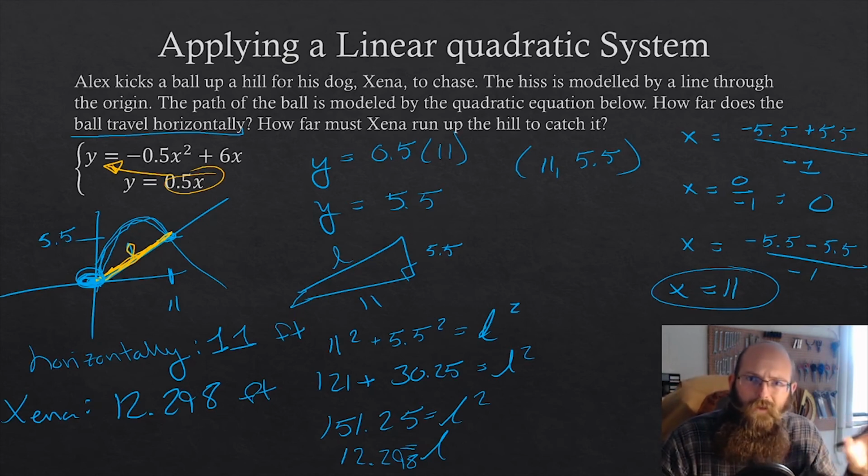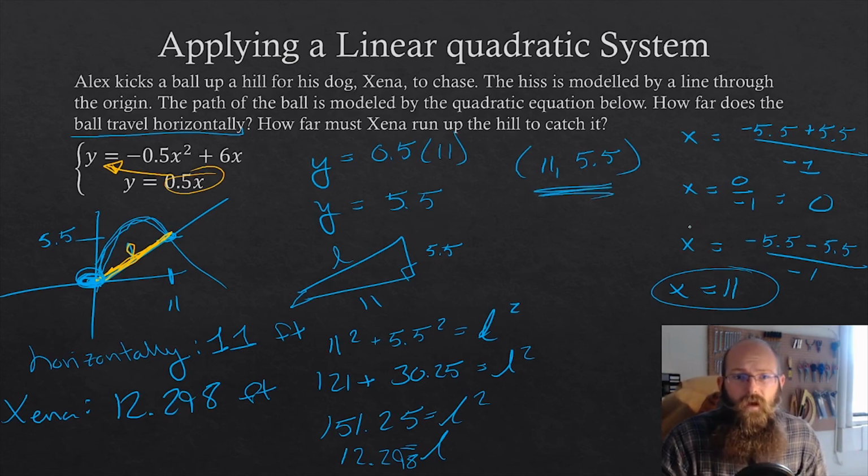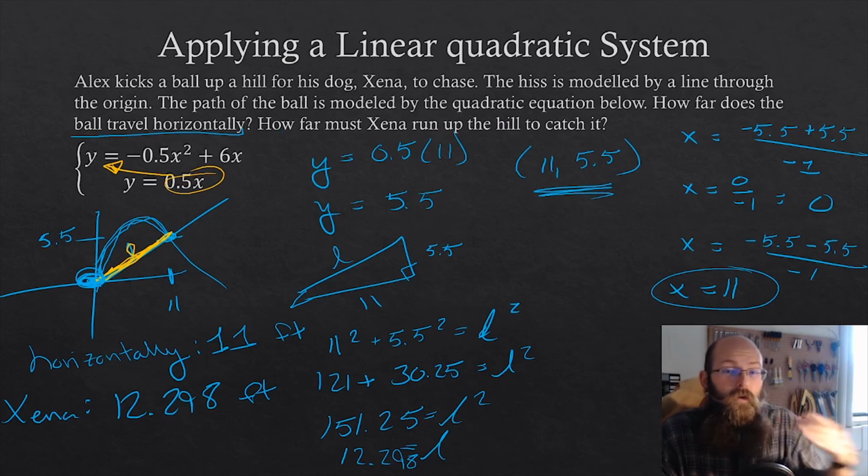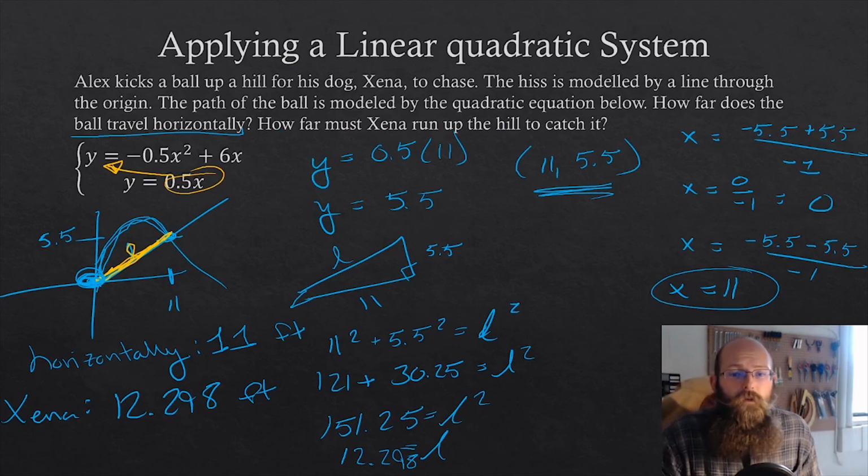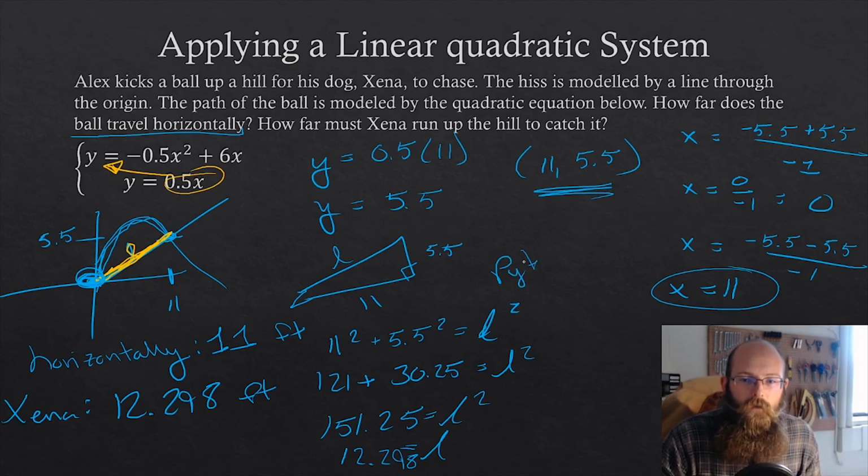You can go back and look at some of the other stuff if you need to, but I solved the system using substitution in this case. Then of course, with that, I found both of my points. Then I had to go back and read the question. It was very specific, right? How far does the ball travel horizontally? So that was just my x component. Then it said, how far must Xena run? You have to be careful not to put the 5.5 feet straight up. She's not going straight up. She has to run across the hill. So that means she needs the hypotenuse. That's why we had to do the Pythagorean theorem. All right, let's go on and check out what the other ones have for us.